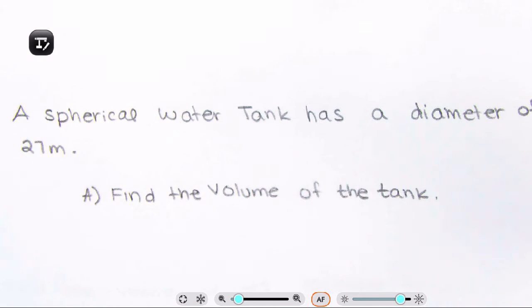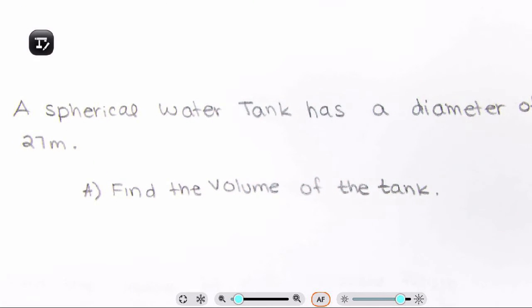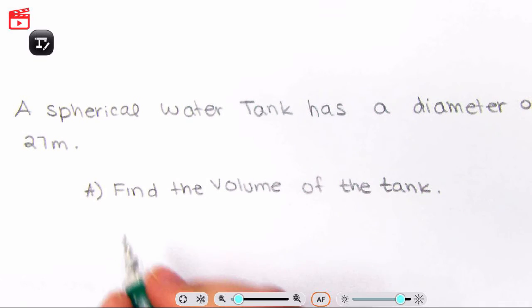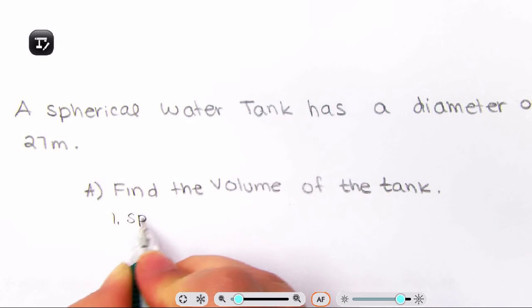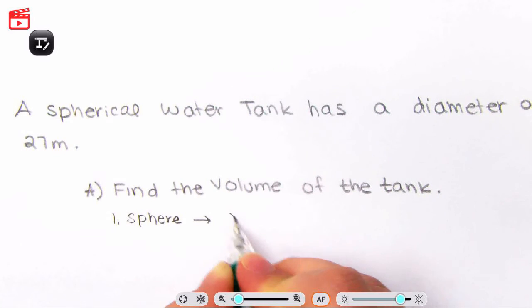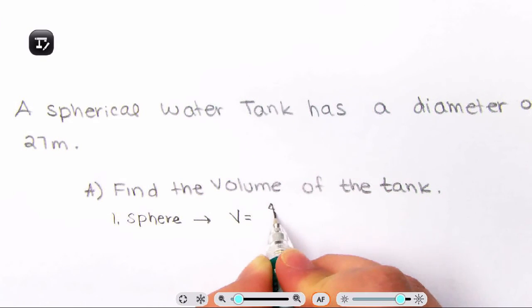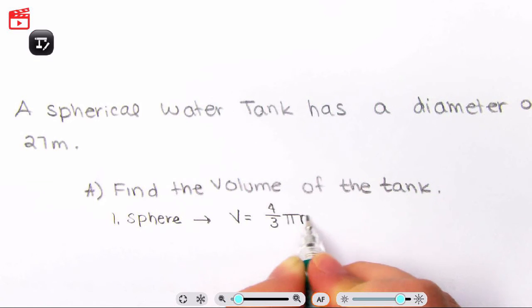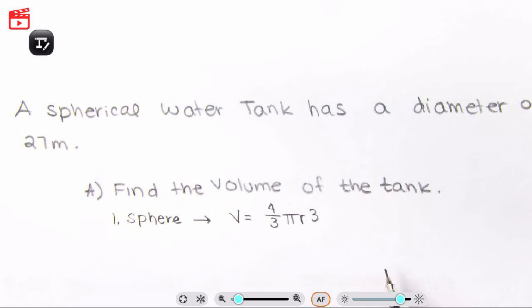A spherical water tank has a diameter of 27 meters. Find the volume of the tank. Step 1 is always identify what you have. They tell you what it is and that you have a sphere. We want to write the volume formula for the sphere. And in this case, you want to solve.